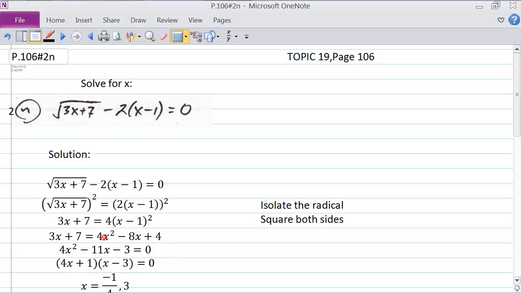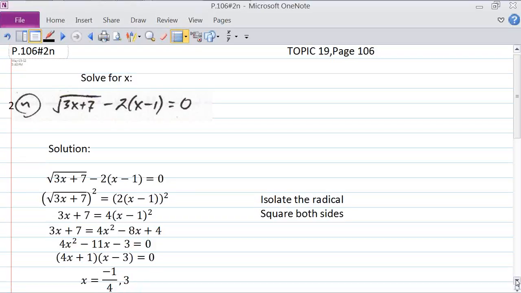So there's only the 4x squared. We're going to leave the 4x squared right here. We're going to bring the 3x over to this side, and it'll be minus 3x. Minus 3x and minus 8x will give us minus 11x. We're going to transpose this from plus 7 over to this side, becomes minus 7, and 4 minus 7 becomes minus 3. So this is the final quadratic that I'm going to obtain.